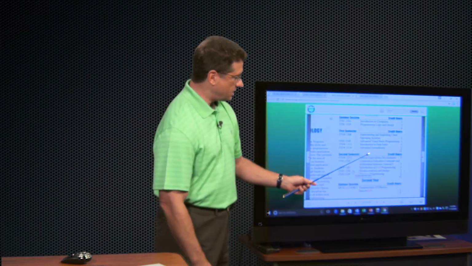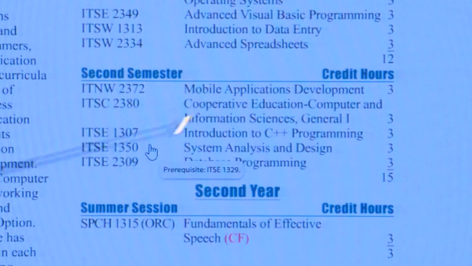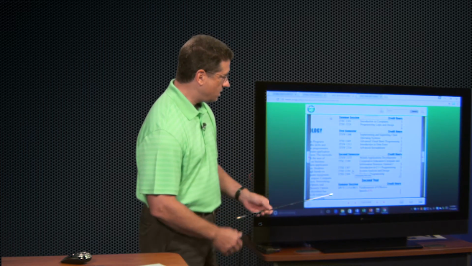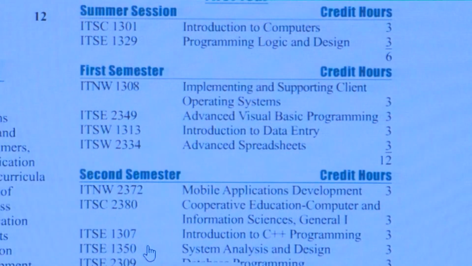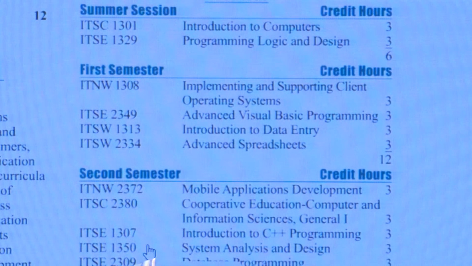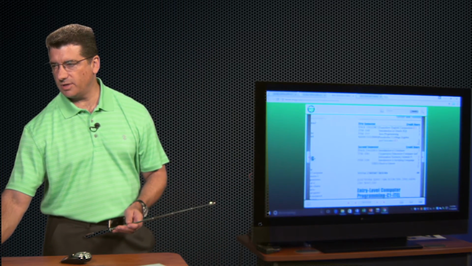So you can see in that degree plan we have advanced spreadsheets. We have operating systems. So we've done a lot of operating system and we've done a lot of spreadsheets on this show. But you can see we have a lot of programming classes. Here's a programming class, Visual Basic Programming, C++ programming. So they're going to get database programming. They're going to get a lot of classes related to that particular degree plan.